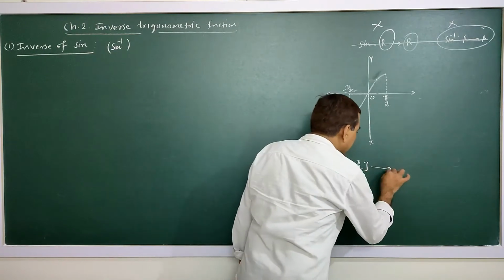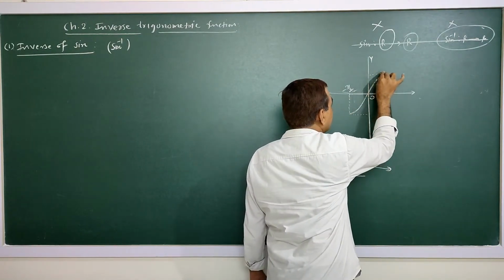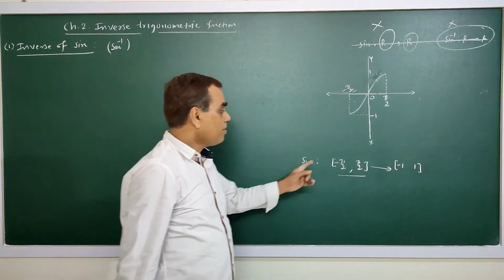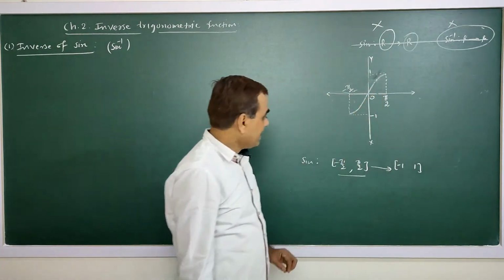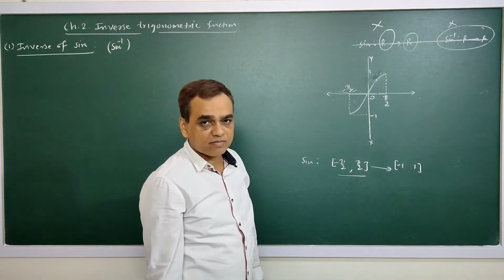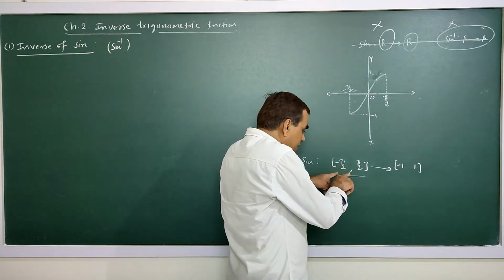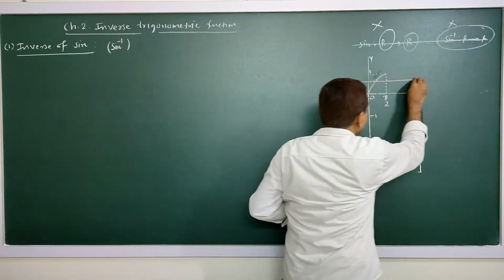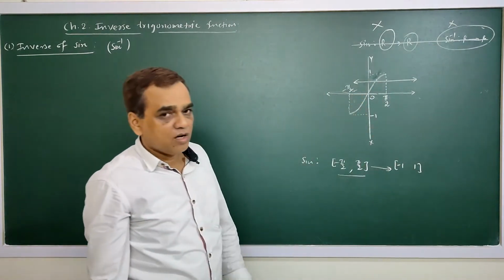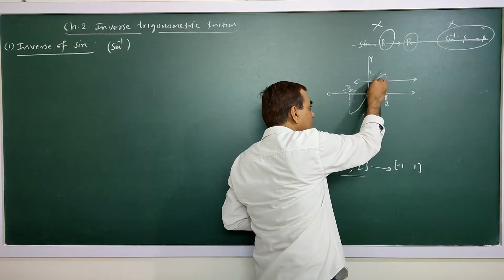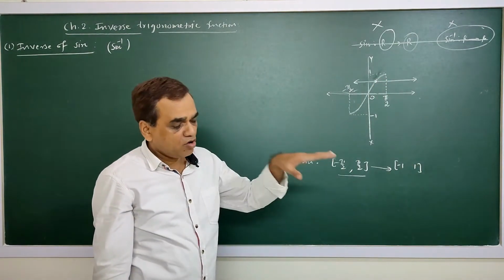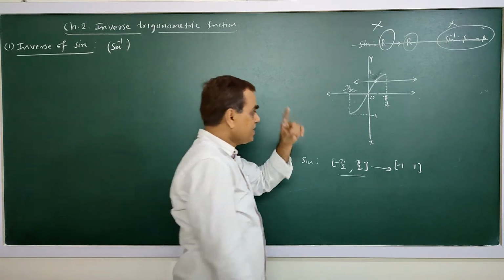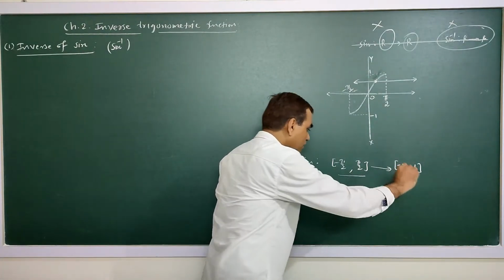And the codomain I am taking as the closed interval minus 1 to 1. The domain is minus pi by 2 to pi by 2. The codomain is minus 1 to 1. Then on this restricted domain, this will be the graph of the sine function. Now if you draw any horizontal line, the horizontal line will intersect the graph in only one point. Whenever on a given domain, if you draw any horizontal line and it cuts the graph in only one point, that means this function is 1 1.